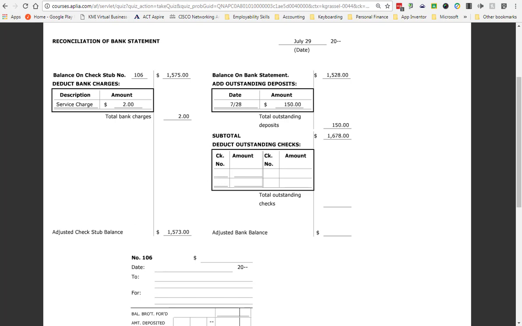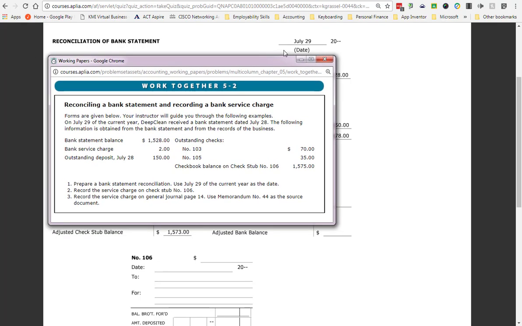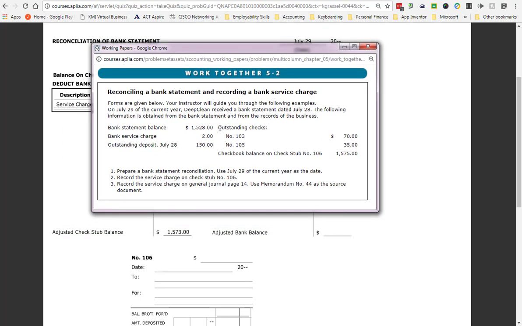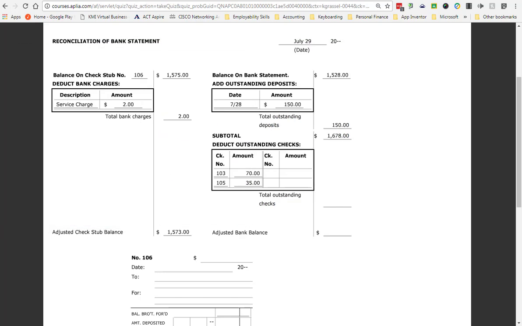So I'm going to go through and list them in the order that they're listed there. So I'm going to put check number 103 first, and that one is for $70. Then I'm going to put check number 105 for $35. And again, they are listed very easily for us right here. Okay. I need to now total up my outstanding checks. If I total it up, what do I get, Hannah?